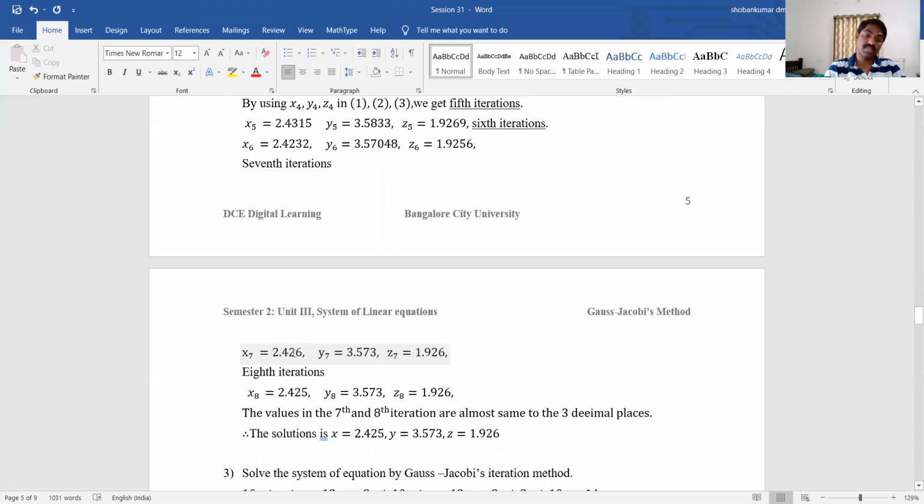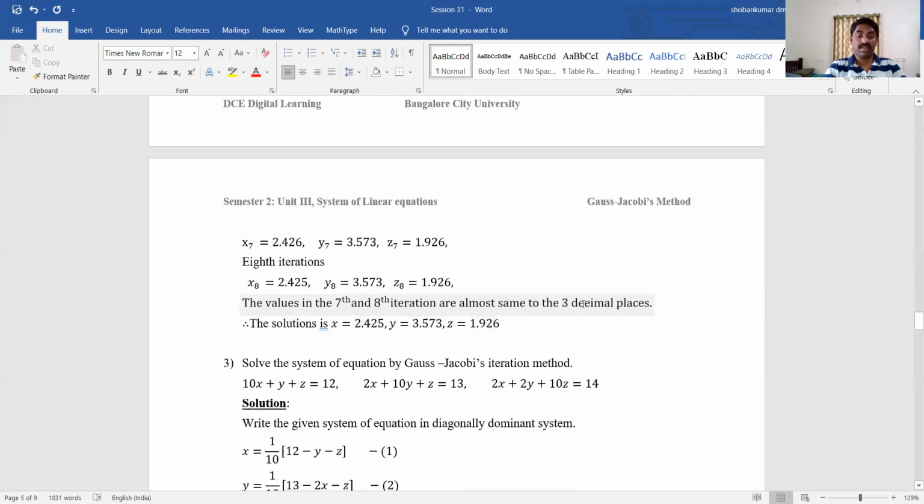up to 3 digits are the same. Here x7 is equal to x8, y7 is equal to y8, z7 is equal to z8, up to 3 decimal places. Therefore, the solution is x is equal to 2.425, y is equal to 3.573, z is equal to 1.926. This is the required answer.